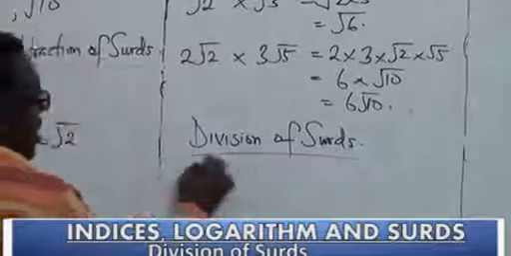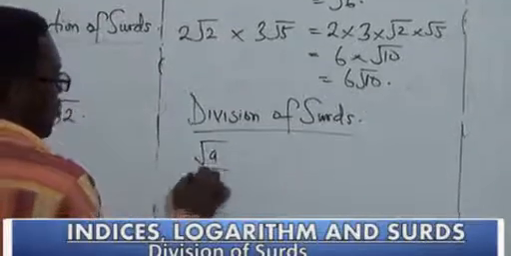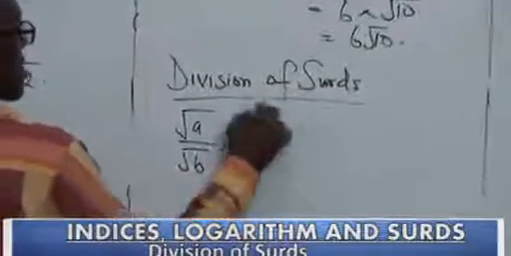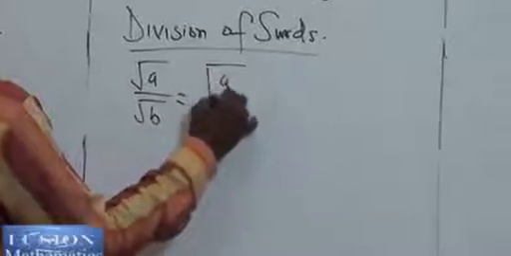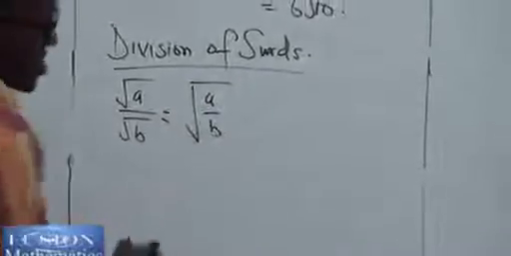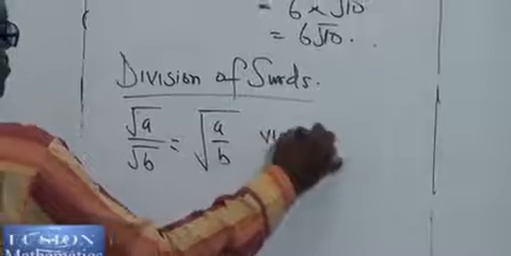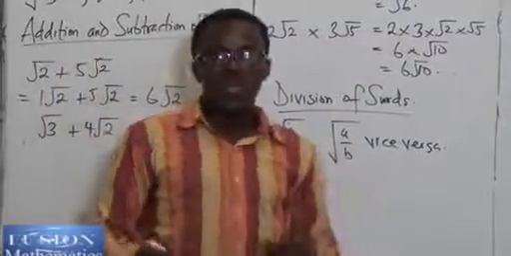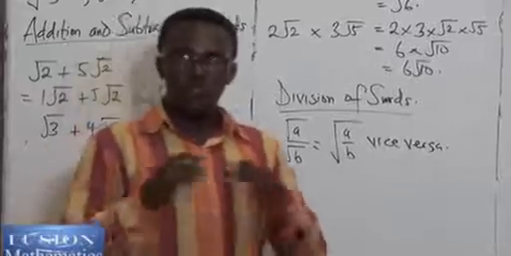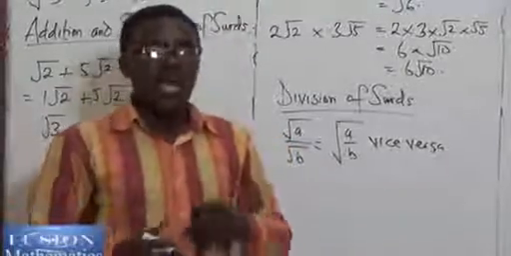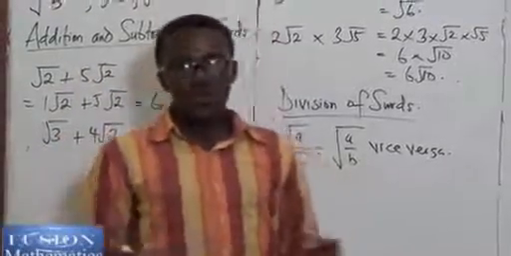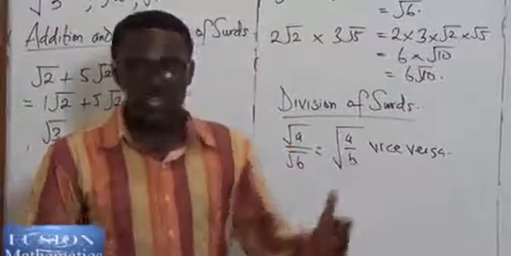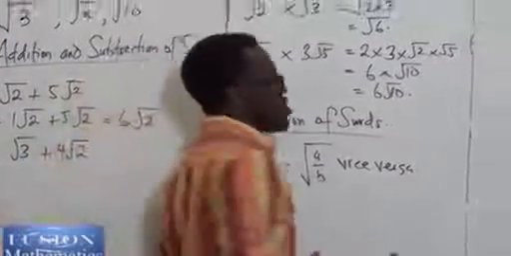So if we have A all over root B, that is the same thing as saying root A all over B. And this is vice versa. Now there are times when we solve or simplify surds that we have roots as the denominators. And in surds, it is not allowed. So we do what we call rationalization. This leads us to rationalization of surds.